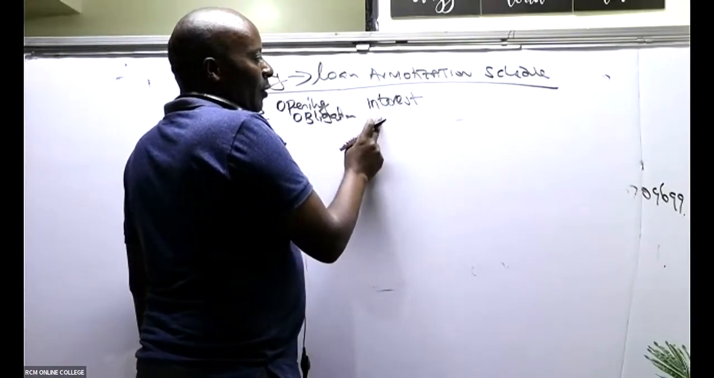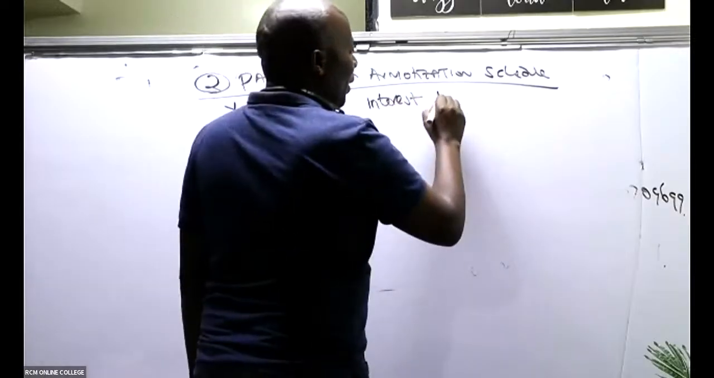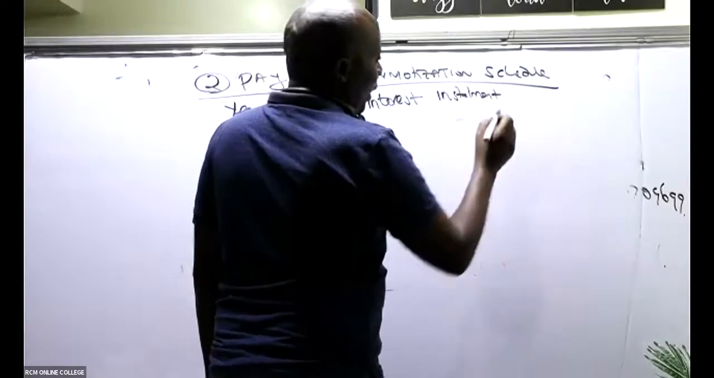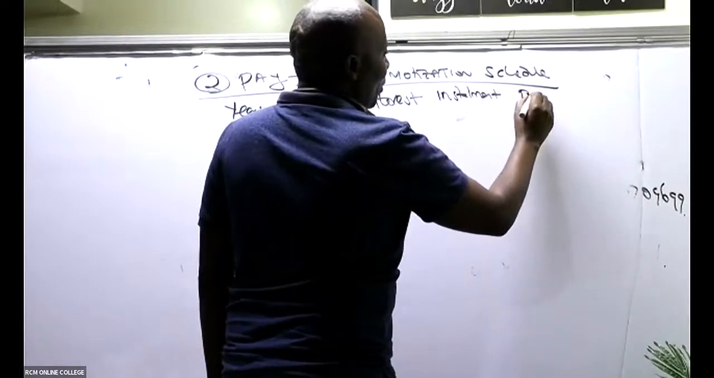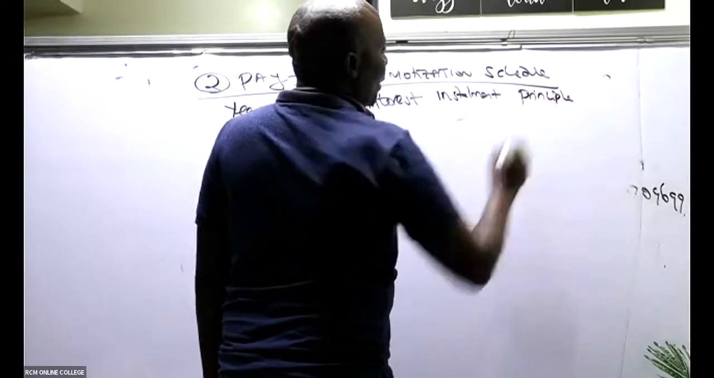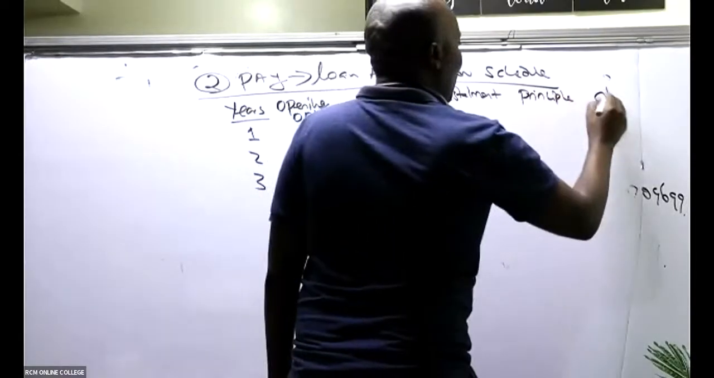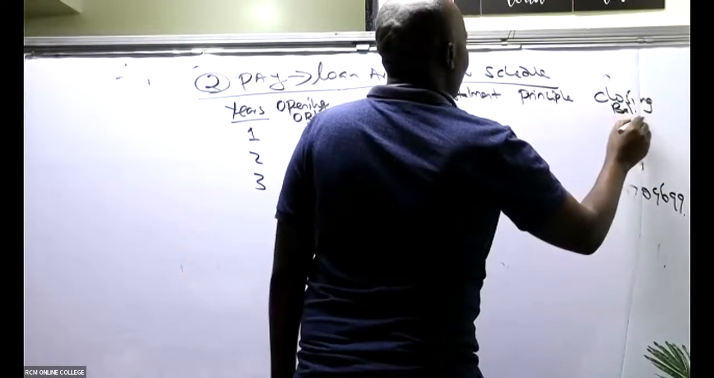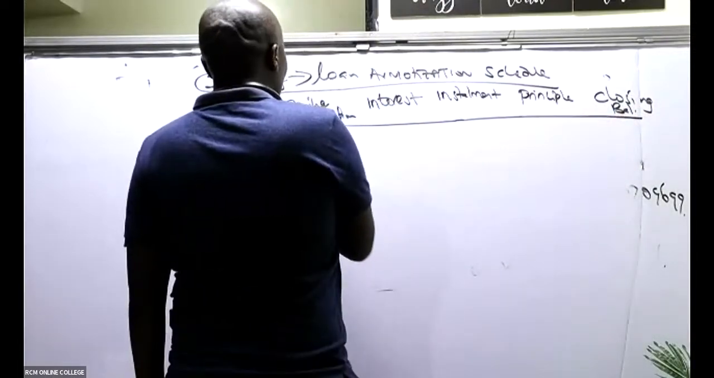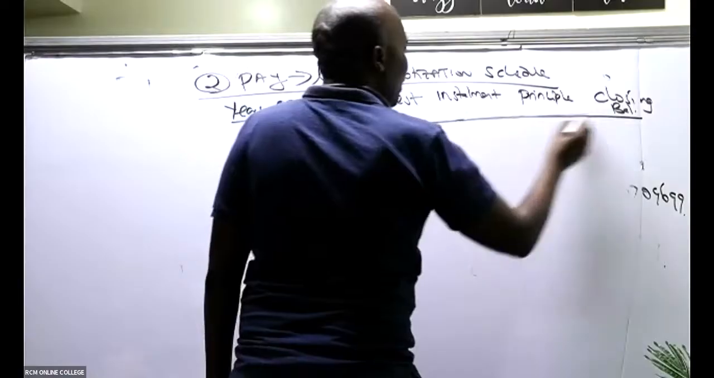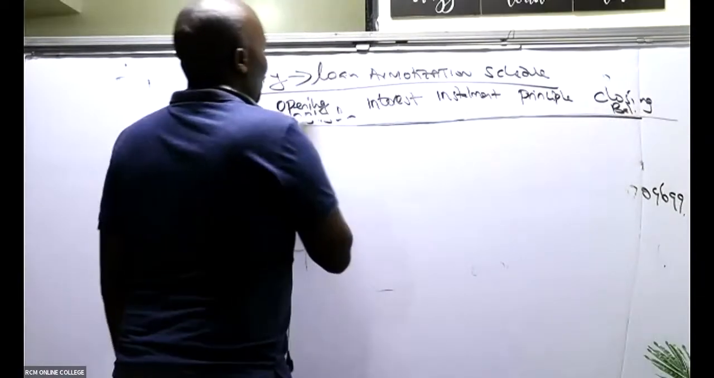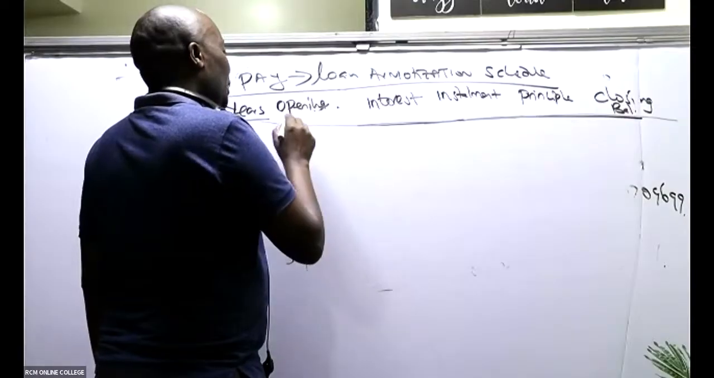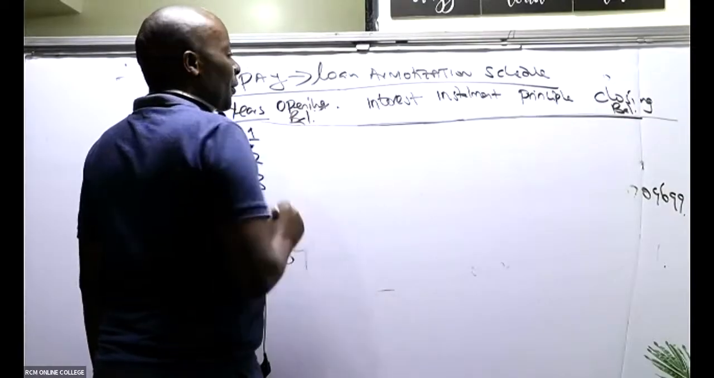All right. From there, of course, we shall be able to have our installment, and then in this case here, our principal amount, and lastly, what we call the closing balance. Even this one can be opening balance. To avoid confusion, let's write this as opening balance, like that.